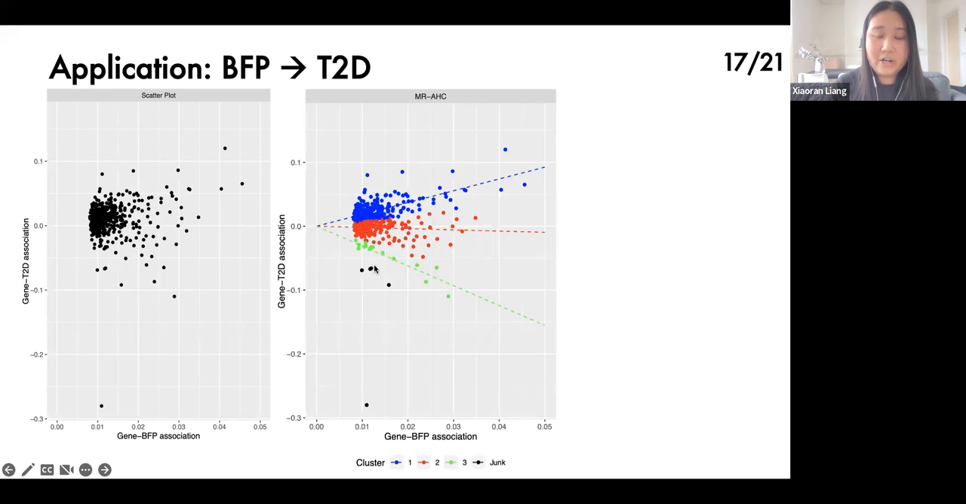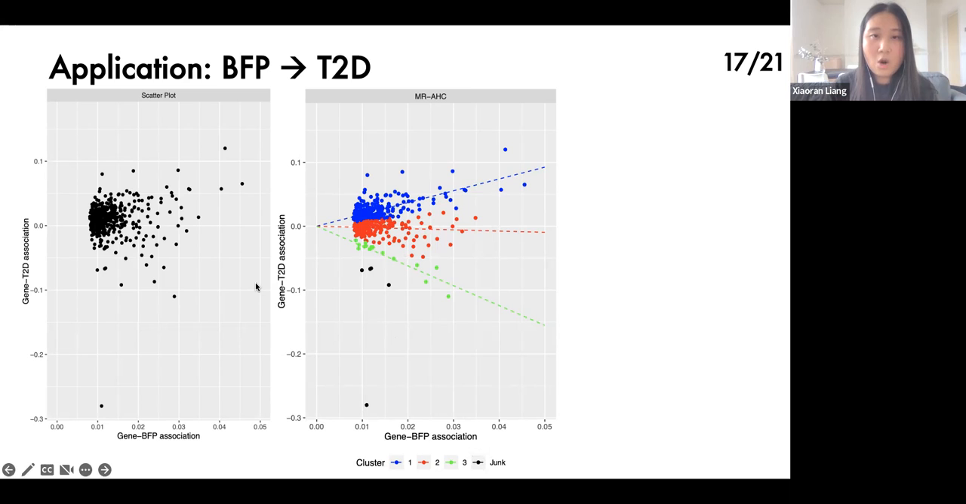And this figure shows the clustering results from our method, where we can see that the method identifies 3 clusters. The first cluster, marked by blue, indicates increasing risk from body fat percentage to type 2 diabetes, and the other 2 clusters, marked by red and green, indicate negative effects, which is a decreasing risk from obesity to type 2 diabetes. There are a couple of points here marked by blue. They are classified into the Jacques cluster. This means that those SNPs are not assigned to any of those clusters.